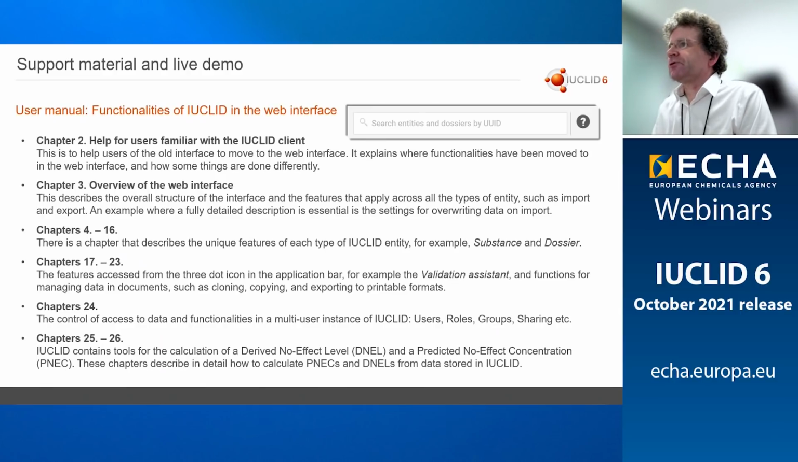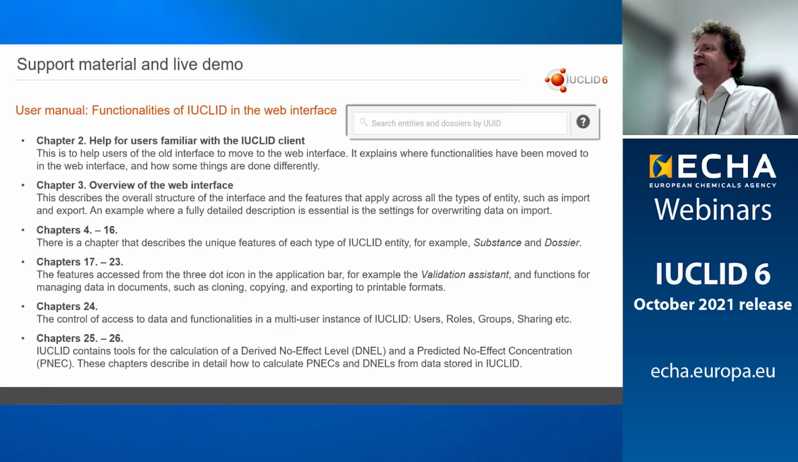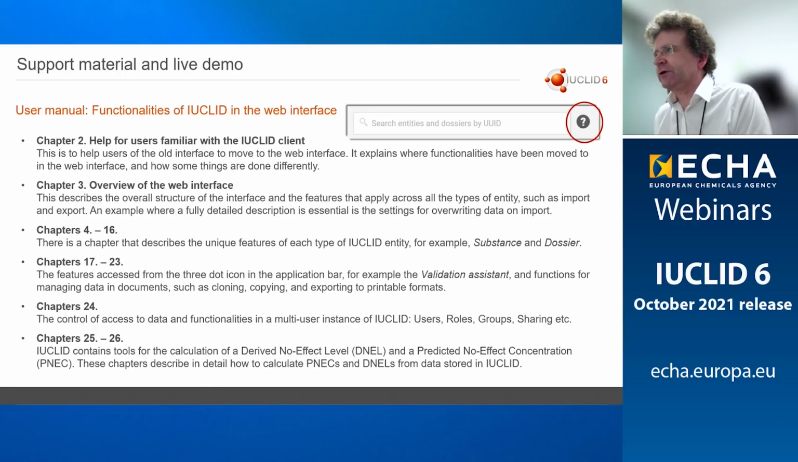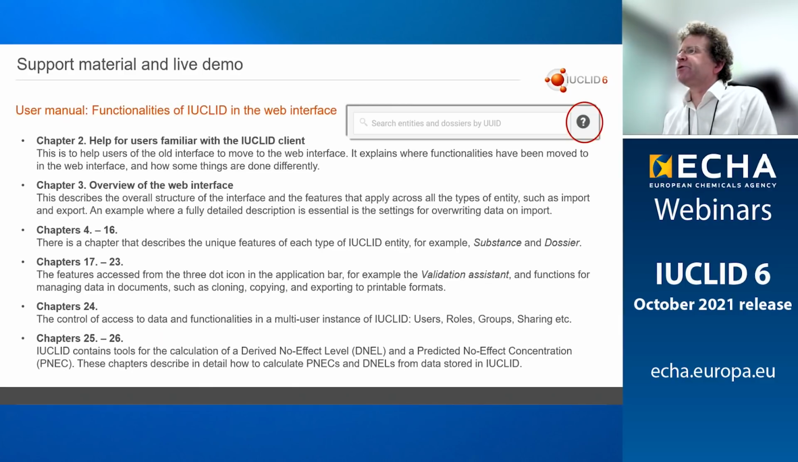Now I'm going to talk about some of the structure of the functionalities manual, which is available in the interface by clicking on this rounded question mark icon. Now the manual has an introduction, and then it starts in chapter 2, which is help for users who are already familiar with the Euclid client. That's the old interface, the Java interface, and it helps users to move to the web interface. It explains where functionalities have been moved to, and it also explains how some things are done a bit differently.